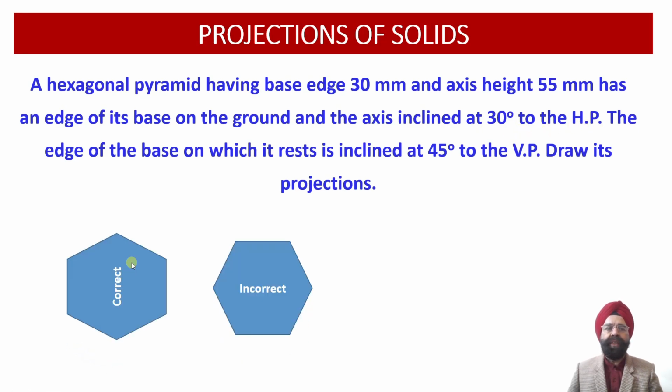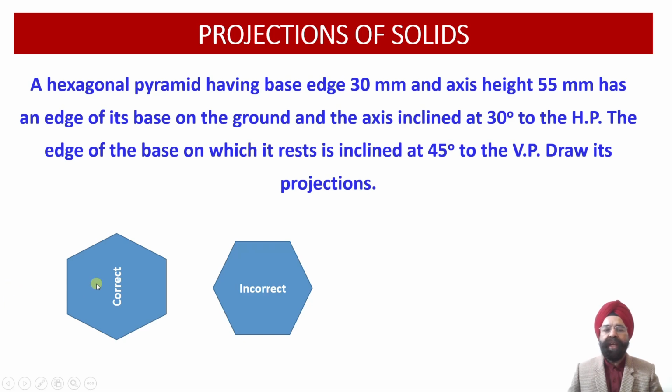Let us first of all evaluate the orientation of this hexagonal pyramid with respect to the horizontal plane. So if we locate the base of this hexagonal pyramid into this orientation and then we tilt it either this way or this way, it will be resting on one of its corners onto the horizontal plane or onto the ground. This way the requirement that this hexagonal pyramid is resting on one of its base edges onto the ground will not be fulfilled. So this is the incorrect orientation of this hexagonal pyramid.